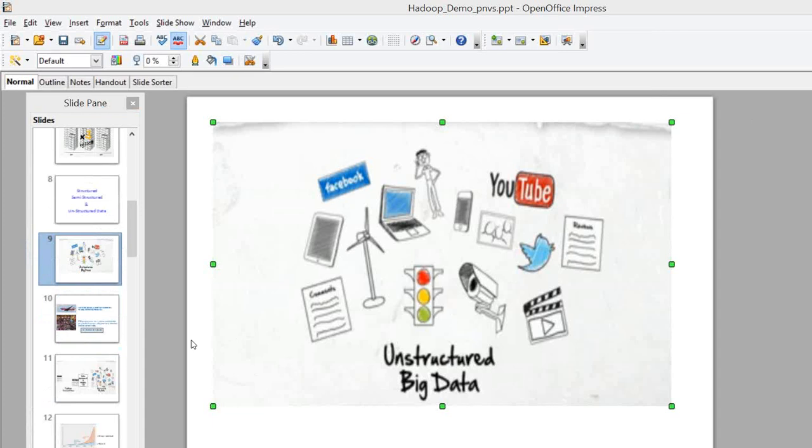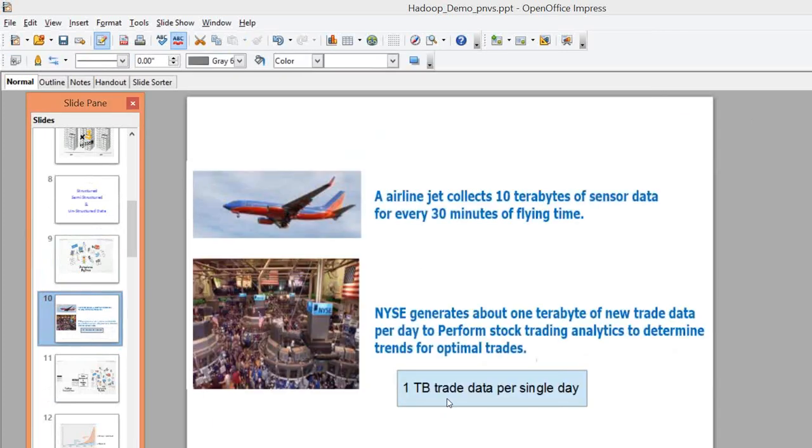Yeah, okay, thanks for solving this problem. And now you can see this slide for one more use case. Do you have any idea of sensor data? When a flight is flying, at that point of time it stores sensor data. In this slide, you can see each flight can store 10 terabytes of data in 30 minutes of flying time. Just think how many flights are flying every day worldwide, and how many terabytes of sensor data are stored in the servers.